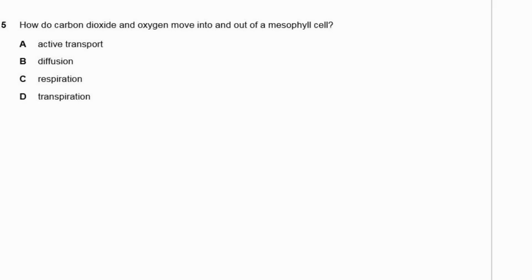Question 5. How do carbon dioxide and oxygen move into and out of a mesophyll cell? So do they move into and out by active transport? No, it's passive. Is it by diffusion? Yes, they just diffuse in and out. You don't need a membrane to diffuse. You can have a membrane, but you don't need it. Respiration? Nope, that's how they're produced sometimes. Transpiration? No, that's just water. So the answer is B.